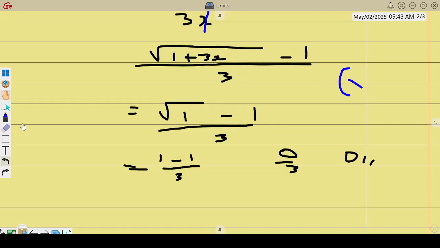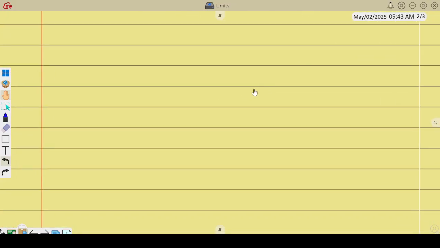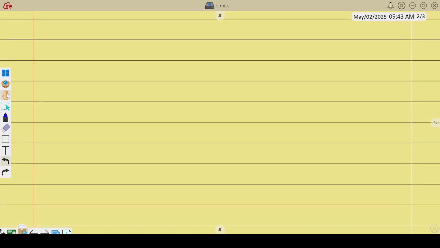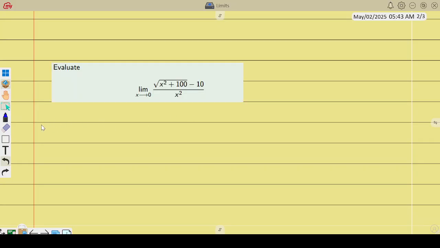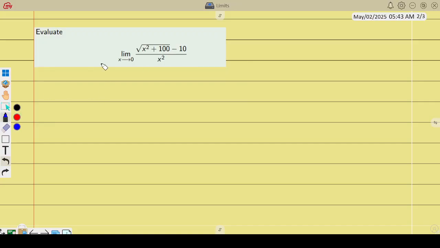So let's do one more. Let's do one more example, and then I will go to the other things. We'll go to infinity and all the other crazy stuff. So what if we have this one? The limit as x approaches 0. Here you can see if we put a 0, this will be undefined.